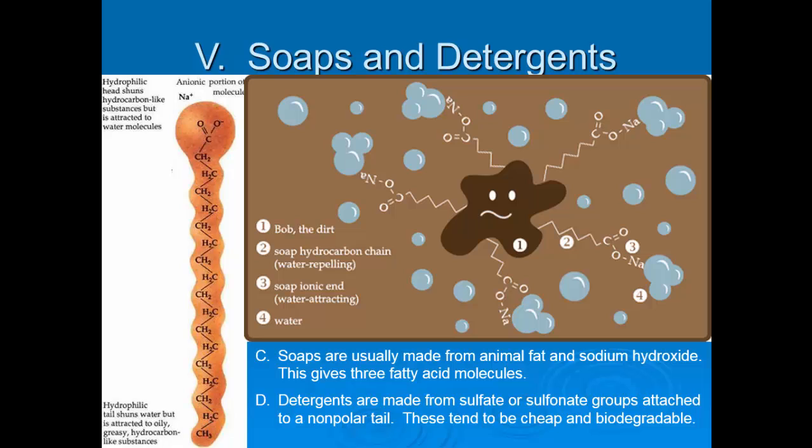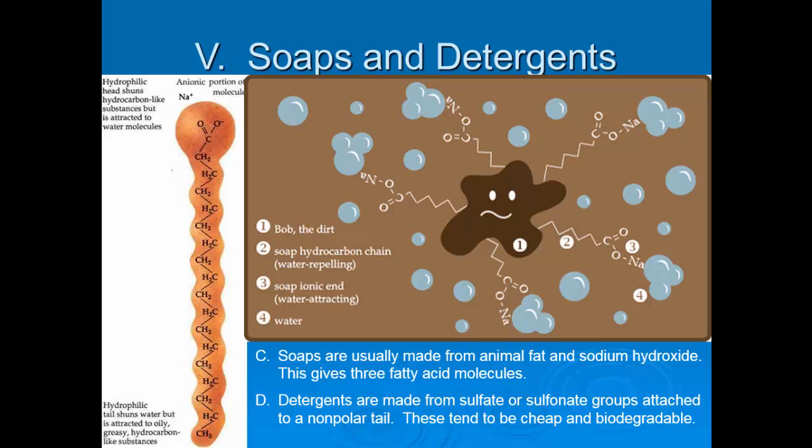Soaps are usually made from animal fat and sodium hydroxide, and that gives them usually 3 fatty acid molecules to each charged head. Detergents are made from sulfate or sulfonate groups attached to one nonpolar tail, and they tend to be cheaper and more biodegradable than the ones made from animal fats.